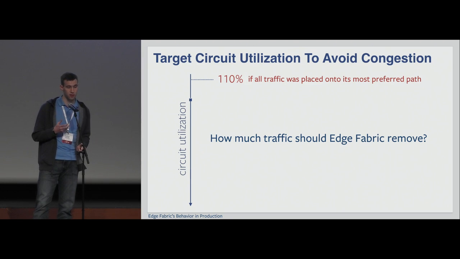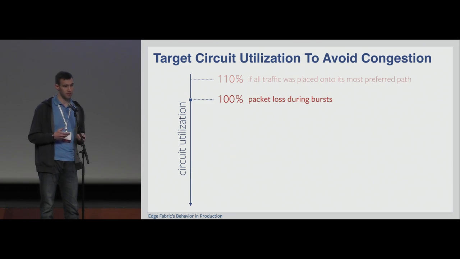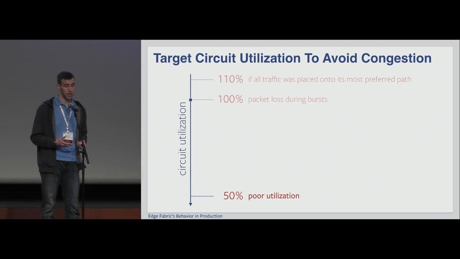So one of the things we have to decide when a link is projected to be overloaded, which means that Edge Fabric believes that the demand would be greater than its capacity, is how much traffic Edge Fabric should move off of that link. Now, if we move very little traffic, only enough to get down to 100% utilization, then we're going to end up with packet loss during bursts. Likewise, if I move a significant amount of traffic and now I'm at 50% utilization, now I'm getting poor utilization of those short direct links and I'm not making good use of my capacity.